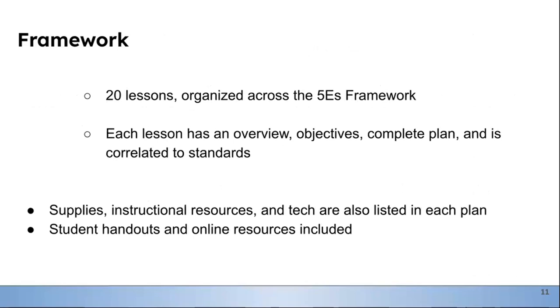We have 20 lessons here that will guide them through the beginning skills of digital resiliency. And they're organized through this 5E framework. Each lesson has an overview, objectives, a complete plan, and is correlated to standards. So you don't need an account to use this. You don't need to sign in. Everything is there for you, from all of the supplies that are needed, the instructional resources, the tech, the handouts, online activities like word wall. Everything is packaged together for you.